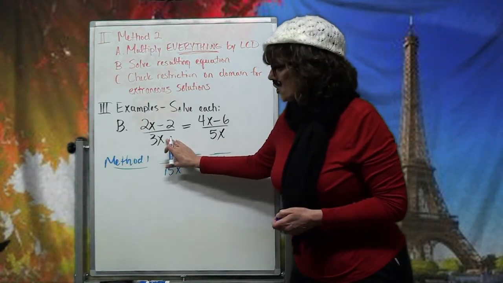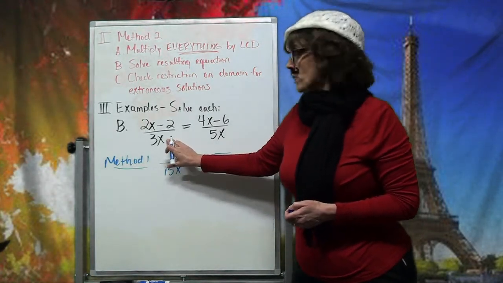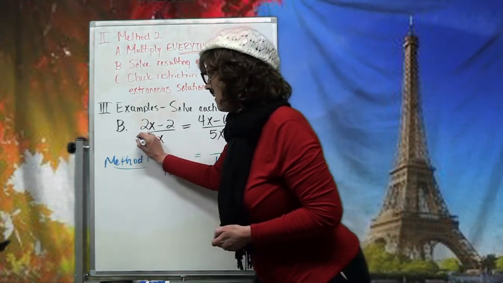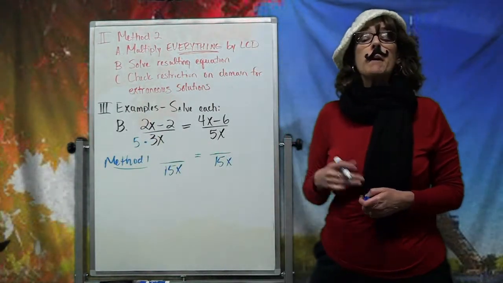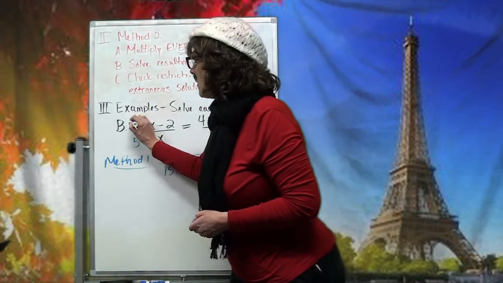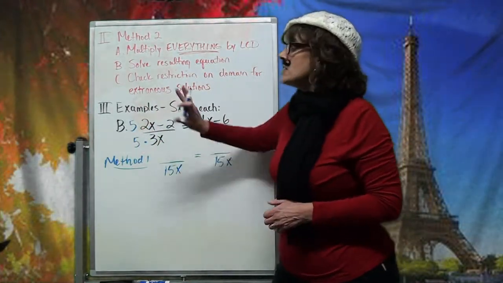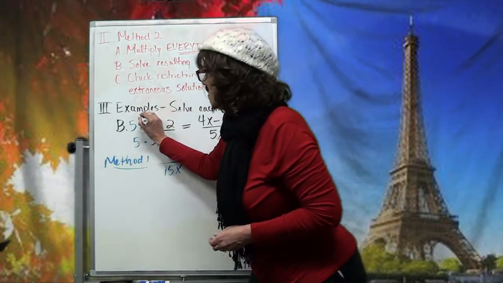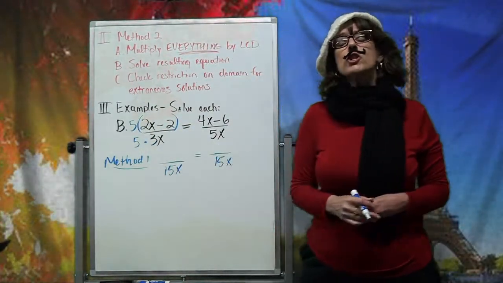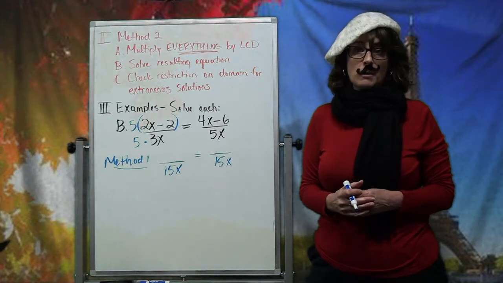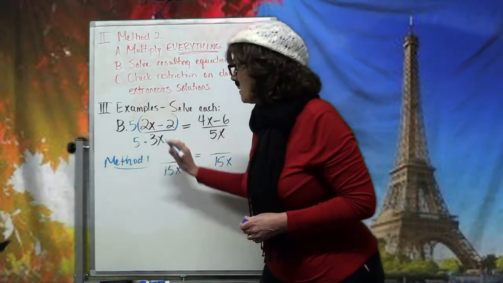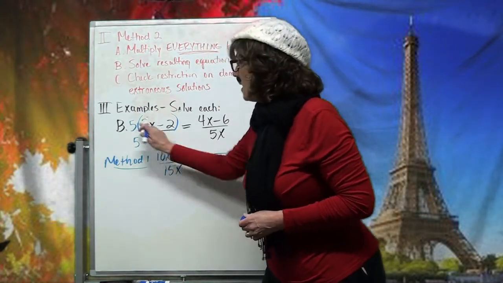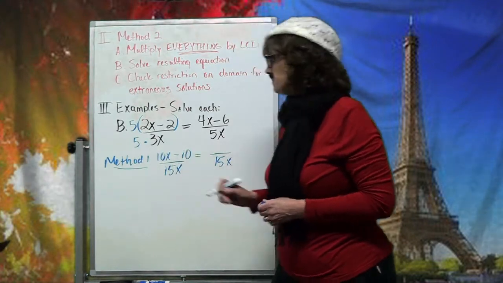So I'm going to look at this denominator. I'm going to say, what would it take to turn a 3x into a 15x? I need to multiply by 5. So I'm going to multiply my numerator by 5. I have to be careful though. I'm multiplying the entire numerator by 5. All of it. So I'm going to put a parentheses around there just to remind myself all of it gets multiplied by 5. So 5 times 2x is 10x, and 5 times negative 2 is a negative 10.